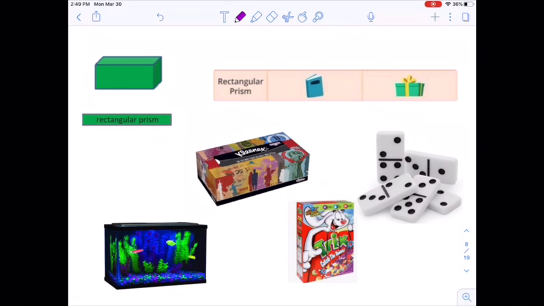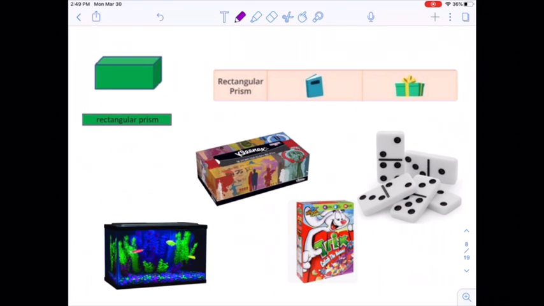And remember yesterday when I mentioned that there was something extra special about a cube that we would talk about today? Well, here it is. A cube is also called a rectangular prism. Let's talk about why for a minute. A rectangular prism has all sides that are rectangles.